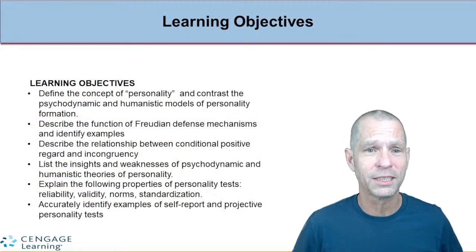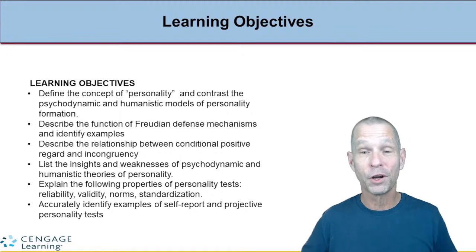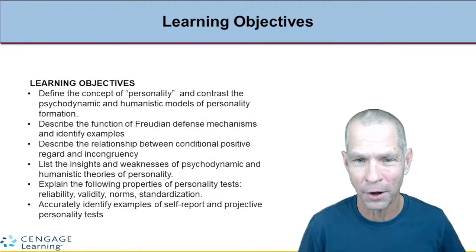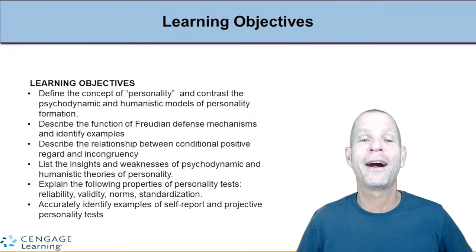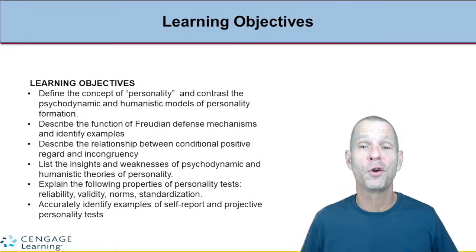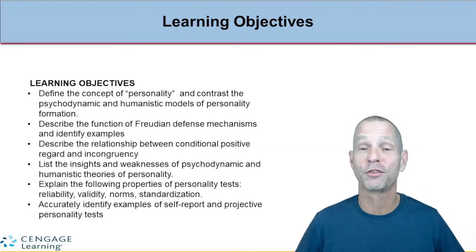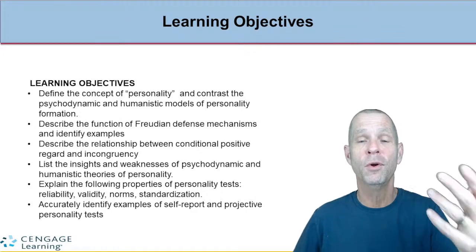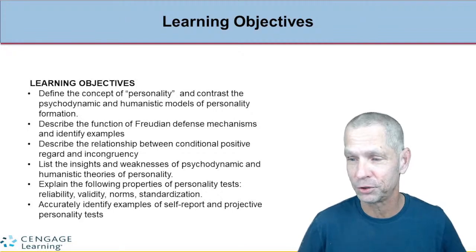Now, here's the goal of this week's class. We're going to discuss what personality is, give you a general description of what personality is, and then we're going to talk about two theories that describe where our personality comes from, a psychodynamic model and a humanistic model. And we're going to talk a little bit about Sigmund Freud and his defense mechanisms. Then we're going to talk about acceptance, conditional positive regard, and unconditional positive regard, and why it's important to feel accepted all of the time. Then we're going to talk about personality tests. We're going to talk about the properties of personality tests: reliability, validity, norms, and standardization. And I'm actually going to have you take examples of self-report and projective personality tests so that you will know the difference between these two types of personality tests.